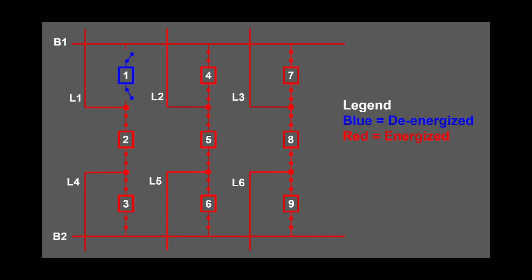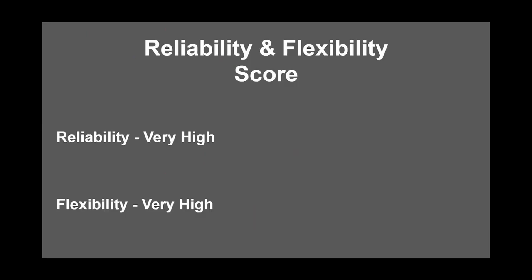Let's determine the flexibility. Let's assume that circuit breaker 1 needs to be removed from service for maintenance. None of the lines would experience an outage because of the configuration. Let's assume that bus 1 needs to be removed from service for maintenance. None of the lines would experience an outage, making this configuration high on the flexibility scale.